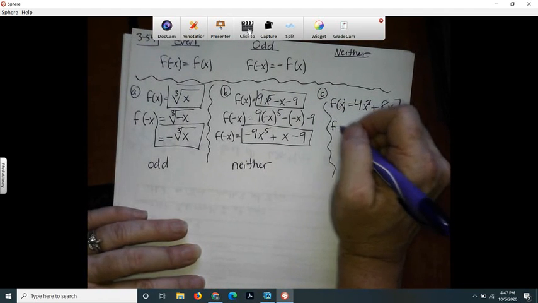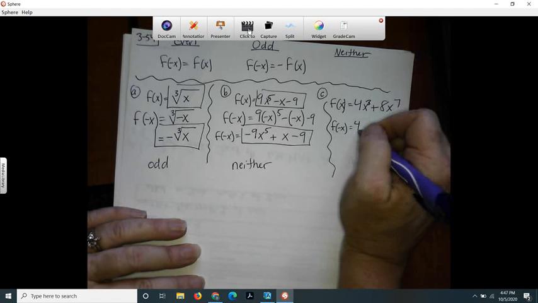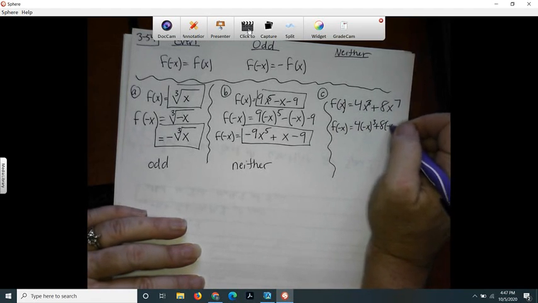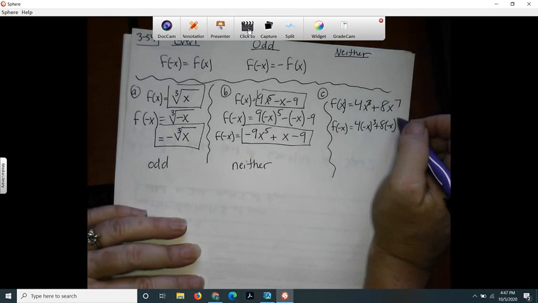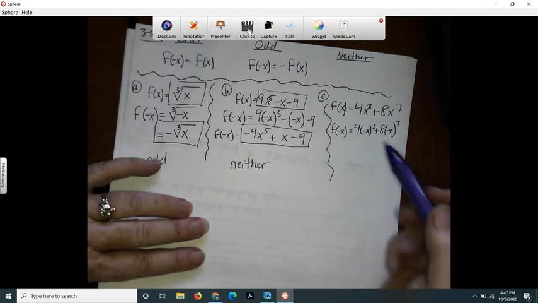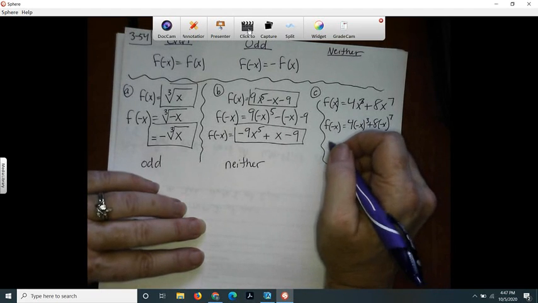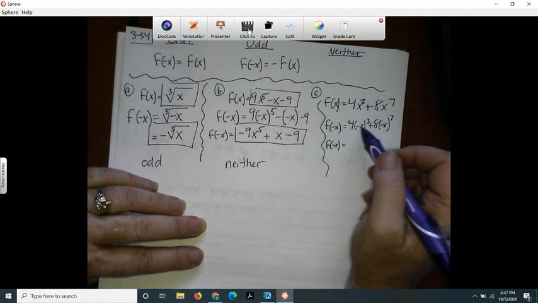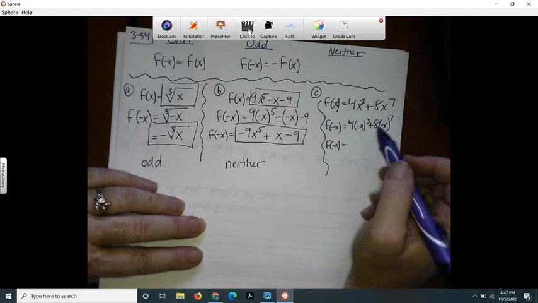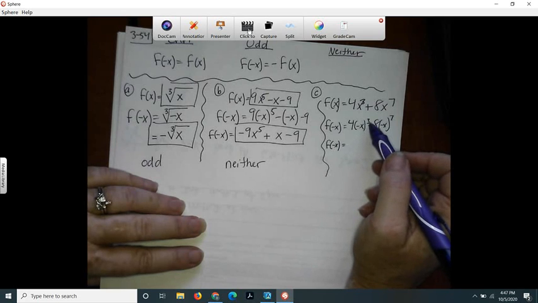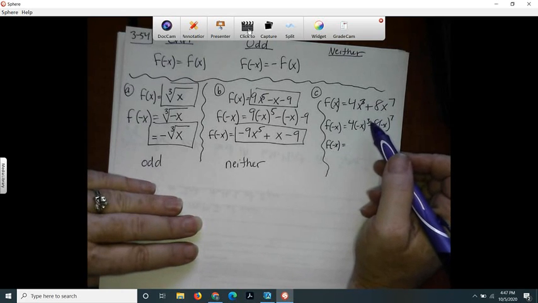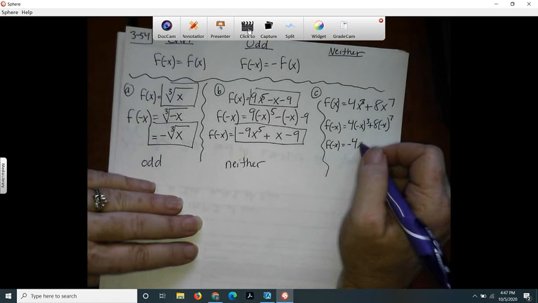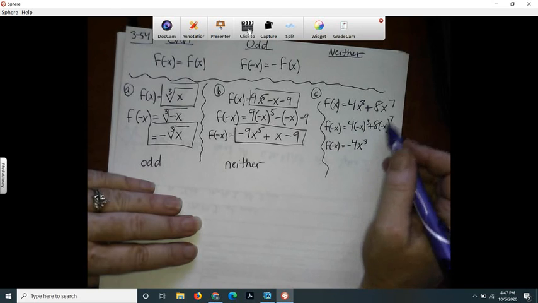Okay, here's f of negative x, to the 7th power. Now when I raise a negative 1 or a negative x to an odd power, I'm going to just have a negative come out. And the same thing here.